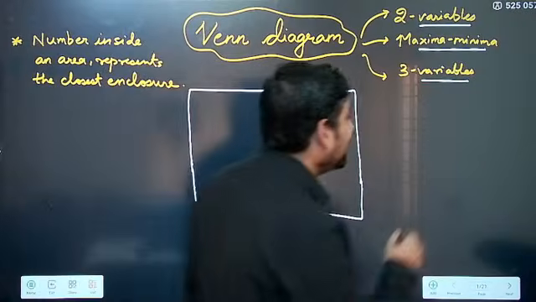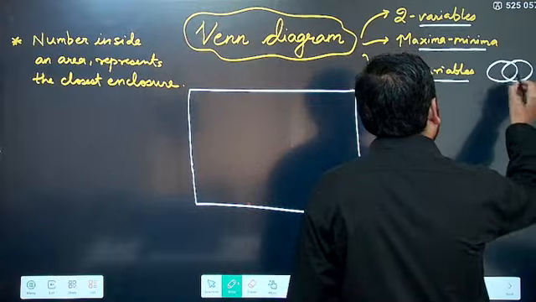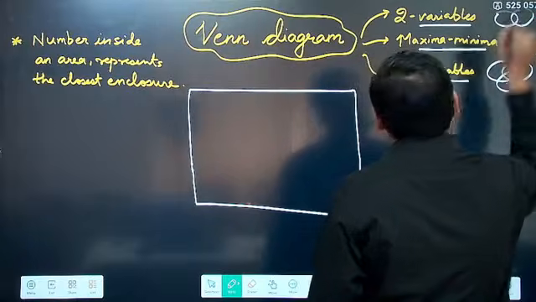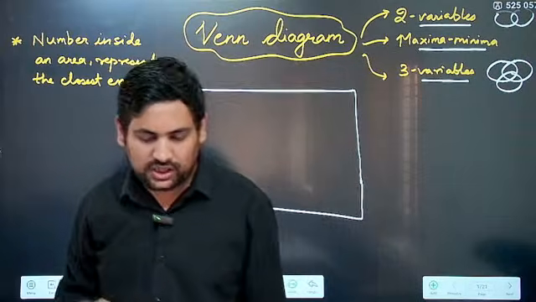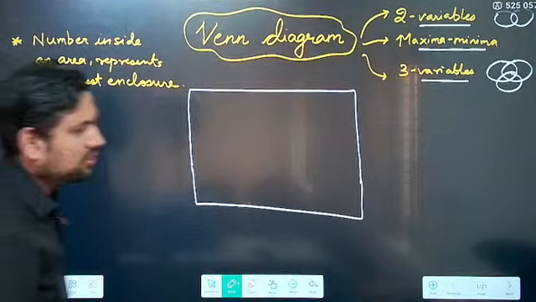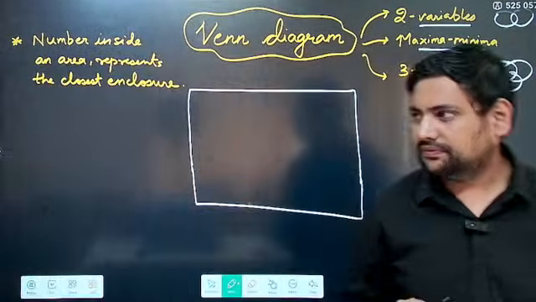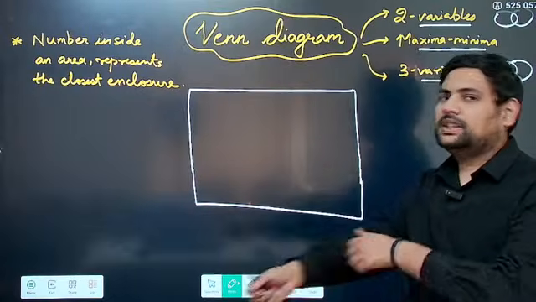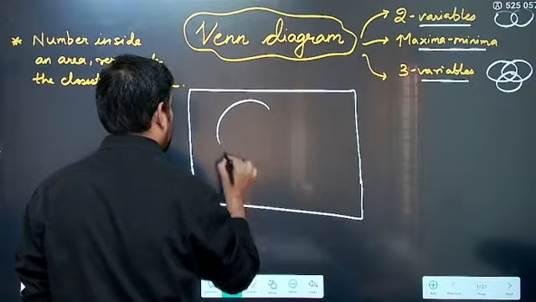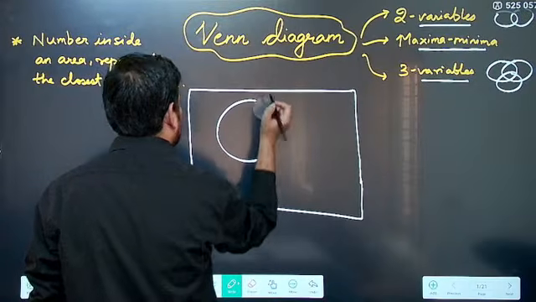Then you will have three circles like this. Here you have two circles. That's the only difference. So the main point is understanding this part, which is how you deal with two variables as such. Now, first thing, let's say there are two things like this.